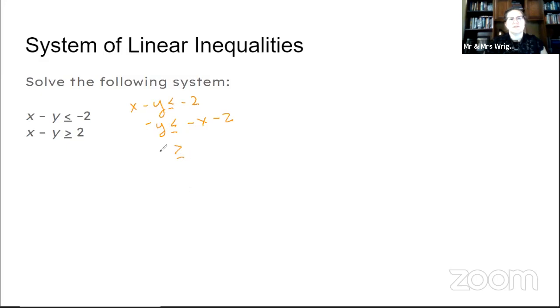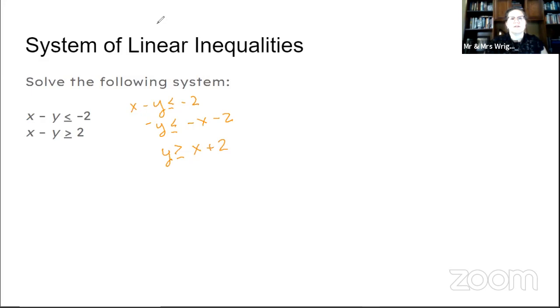Now I want to undo this negative in front of the y, so I need to make sure to switch my sign. It's going to be a positive y. And if I undo this negative symbol, then I need to switch the signs on every term. So it's going to be a positive x and a plus 2. So that is my first equation.